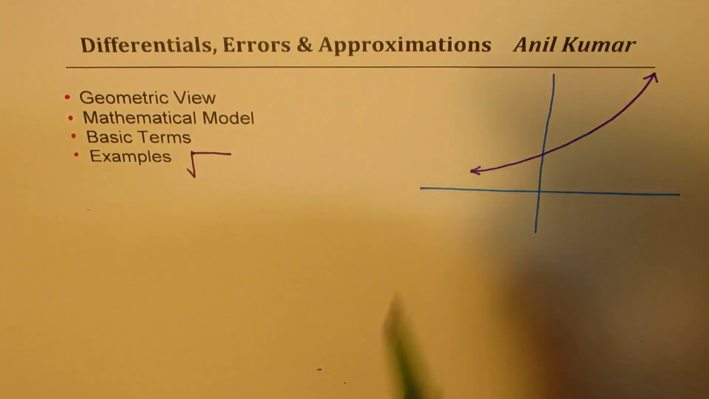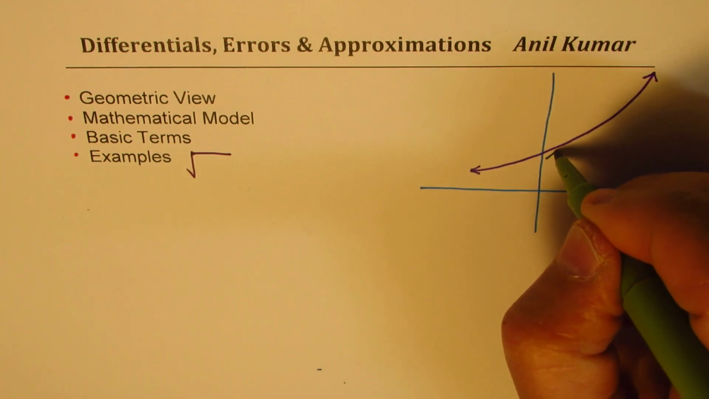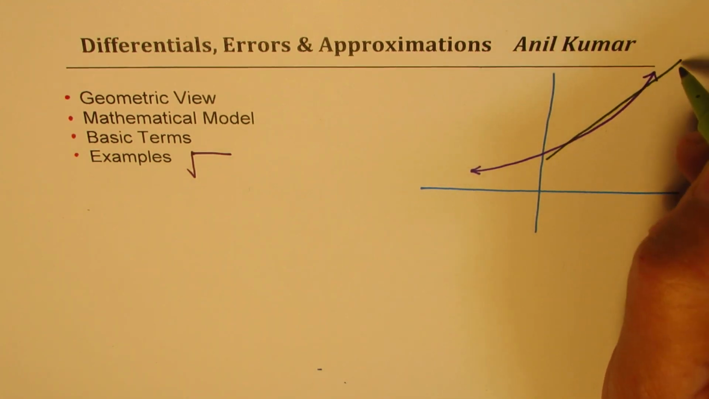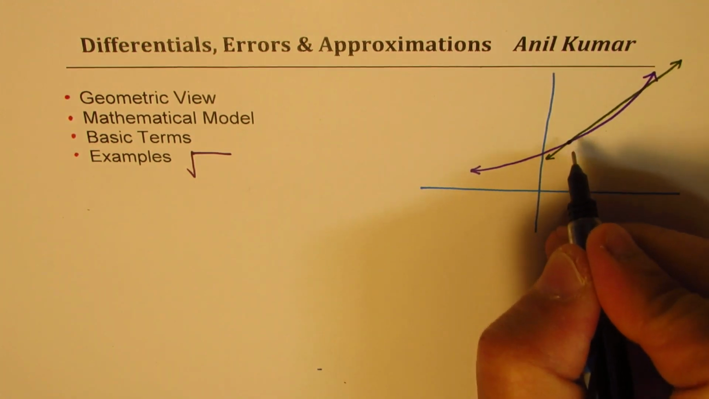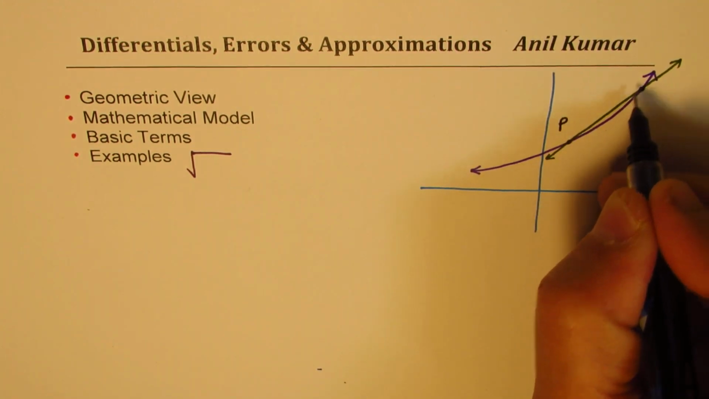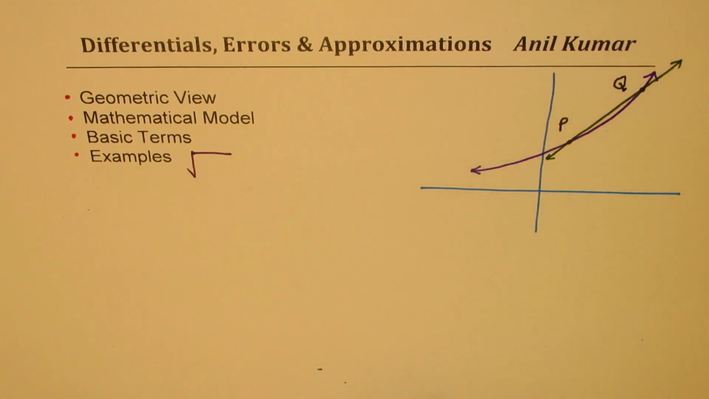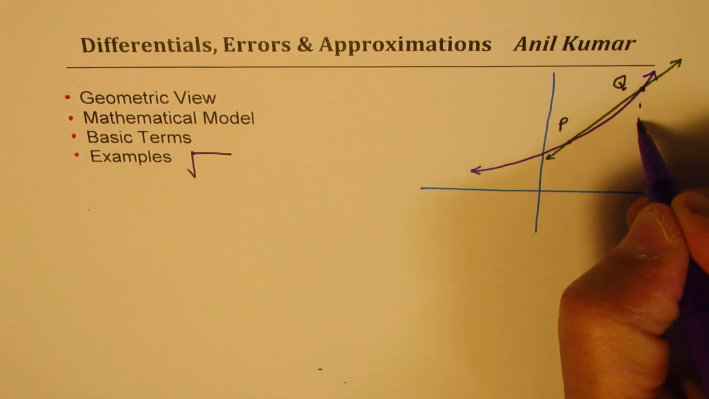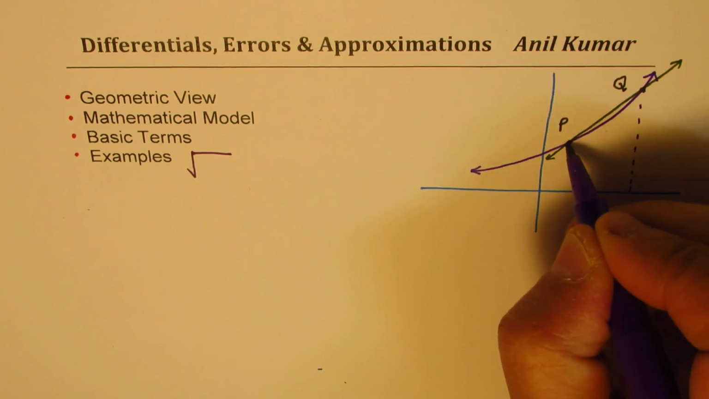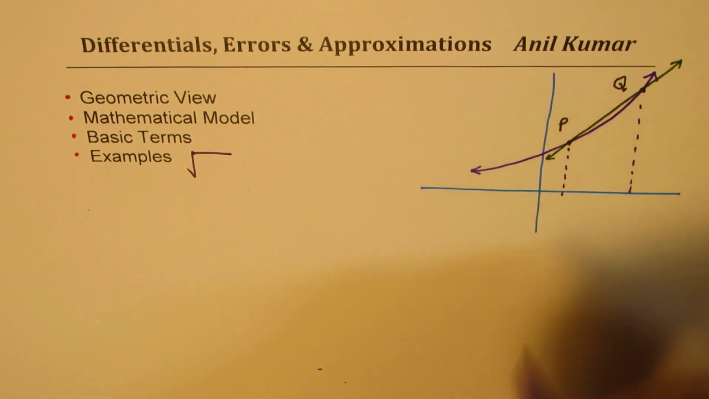A secant is any line which goes through 2 points. Let's say that is the secant for us. So it goes through 2 points. Let's call these points P and Q. We'll call this point P and the other point Q. Now the idea of a tangent is to bring this point Q very, very close to P, right? So that we get a secant which approaches a tangent.